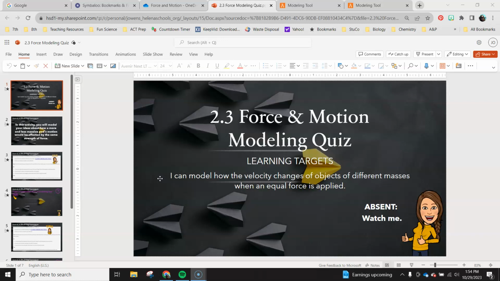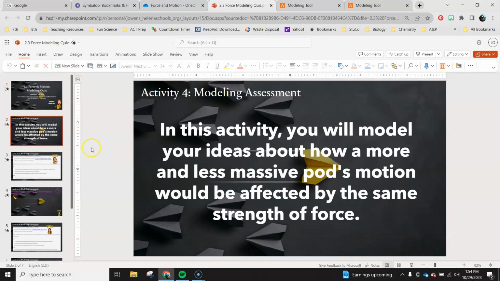So we're going to be looking at our ACM pod and how the number of asteroids they collected would change its mass and therefore change its motion after we apply that medium strength force, which we know is the same force that happened on all the other ACM missions. On slide 2 in this activity, we'll model your ideas about how a more or less massive pod's motion would be affected by the same strength force.